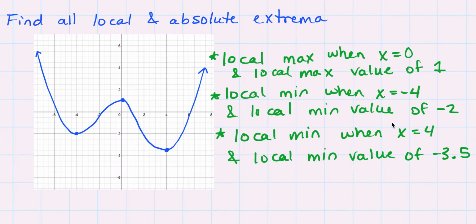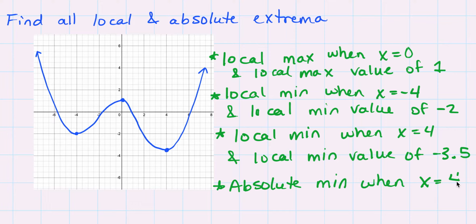Okay, we do not have an absolute maximum because you can see this goes on forever and this goes on forever. So our y values are going to go all the way to positive infinity. But we do have an absolute minimum. So we have an absolute minimum when x is equal to 4. Because you can see this is the lowest point on the graph. We don't have any y values on this graph that are below -3.5.